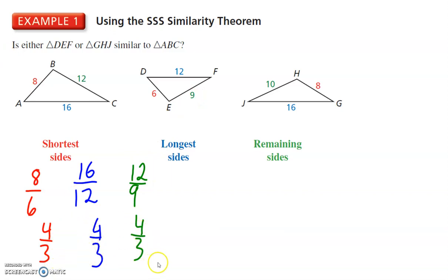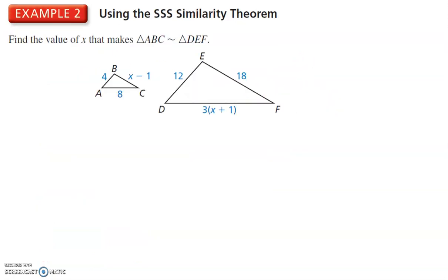They simplify down to the same fraction, so that means that these two triangles are similar because all sides are proportional. We could check these last two also. We have the longest side 16 to 16, so that would simplify down to 1. And then the shortest side is 8 and 8. And just by looking at this, I can see here we have 12 and 10. Those are not the same proportion. So these two, ABC and GHJ, are not proportional, are not similar.